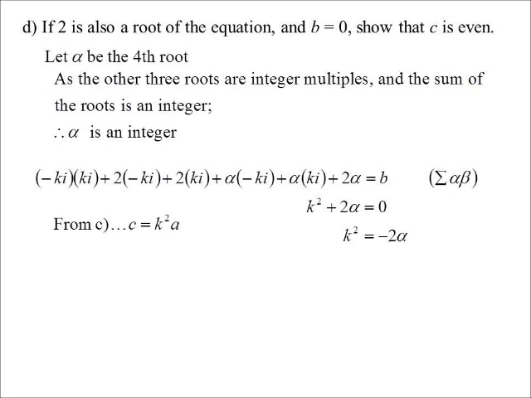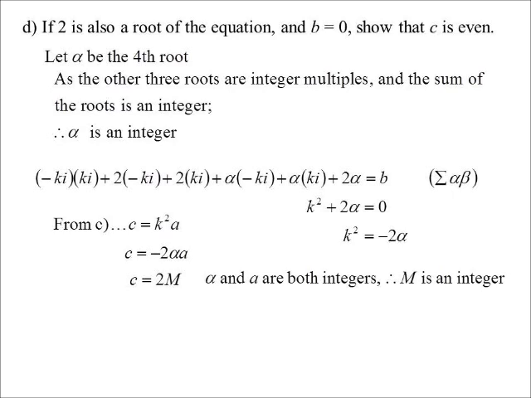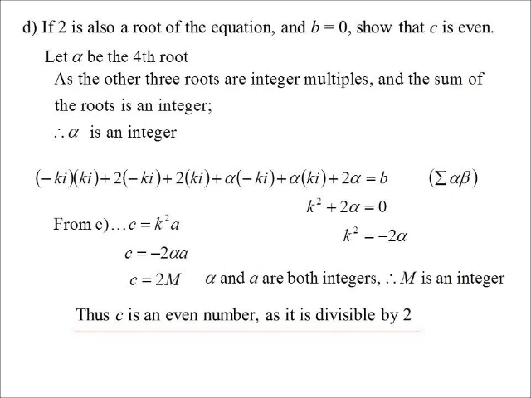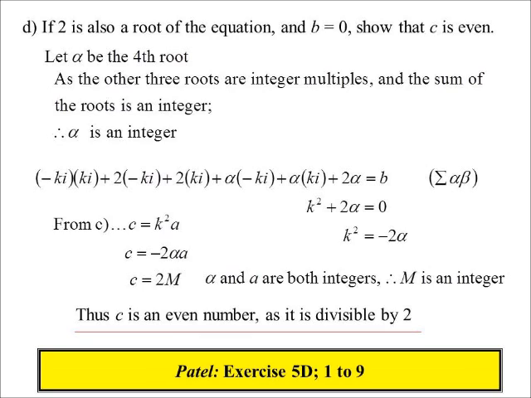Alright, so I know k squared is a factor of C, which has a factor of 2, therefore 2 must be a factor of C. I could say C is equal to minus 2 alpha A, if I want to substitute in for k squared there. Or I could say that's 2 capital M, where M is minus alpha A. And again, we said alpha was an integer, A was an integer, so therefore M is an integer. So yep, it's 2 times some integer, got to be an even number. No way. Right.